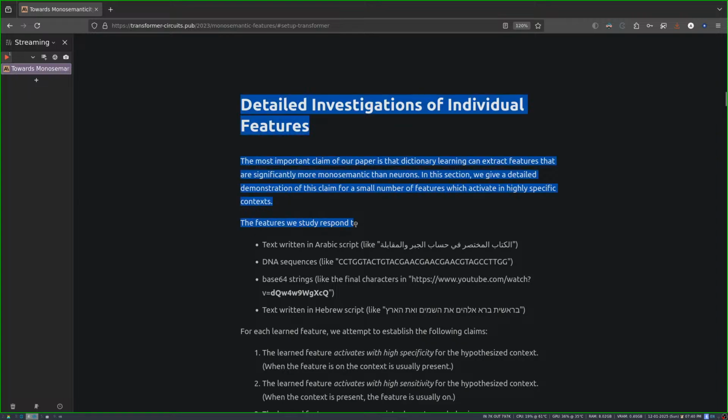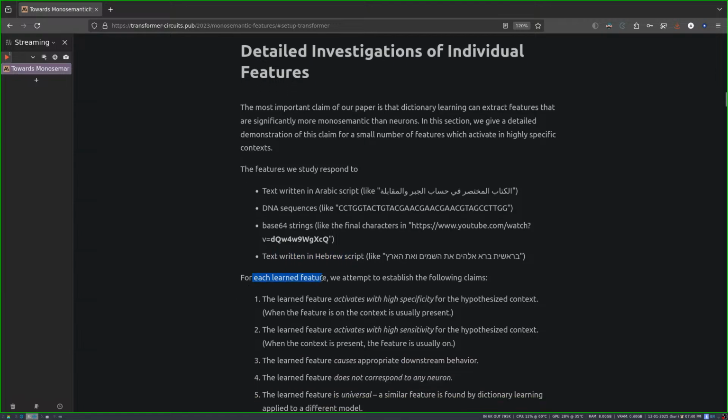The features we study respond to text written in Arabic script, DNA sequences like this, Base64 strings, like the final characters in this, and text written in Hebrew script.